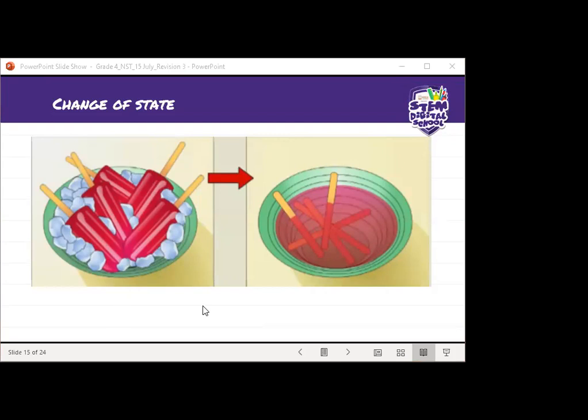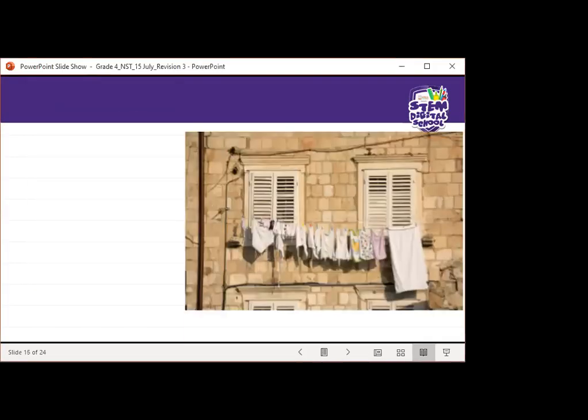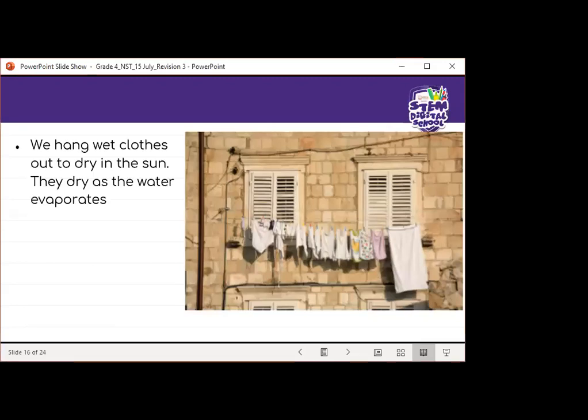Okay, so guys, also note that we do have what we call change of states, and we said that when a solid goes into a liquid, it melts. Here we also have wet clothes which are hanged in the sun. Michaela, tell me here, what process would be taking place in this picture? That is evaporation. Evaporation, beautiful. Thank you very much. So we hang wet clothes out in the dry sun. They dry as the water evaporates.